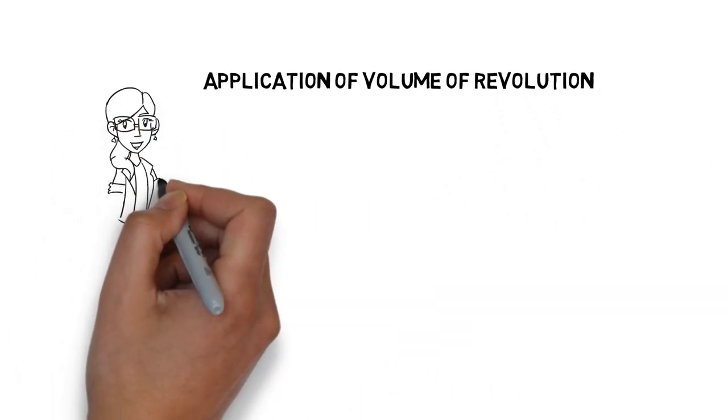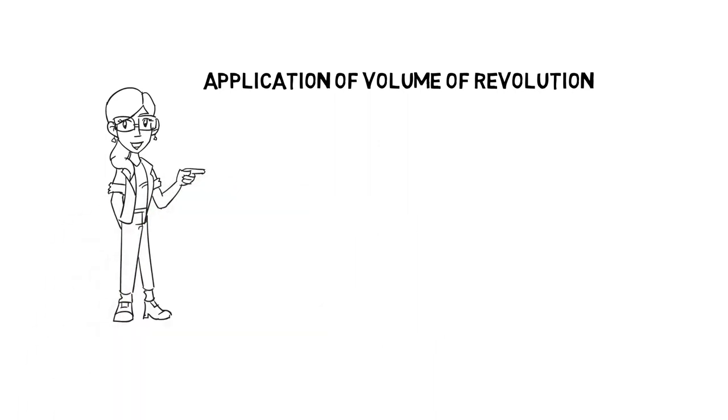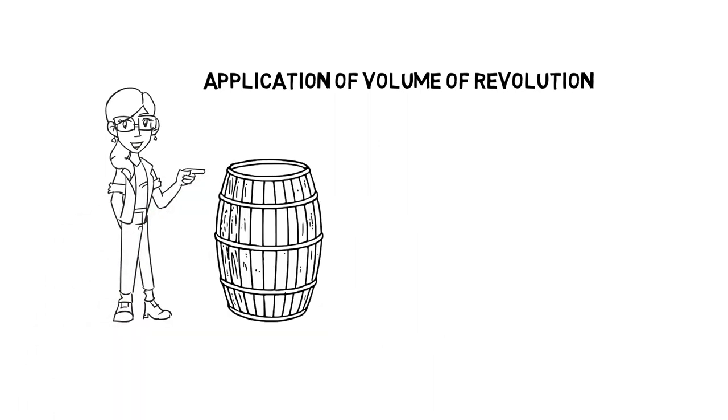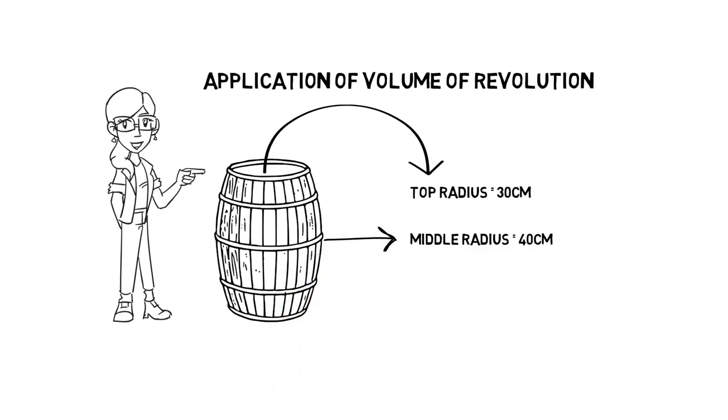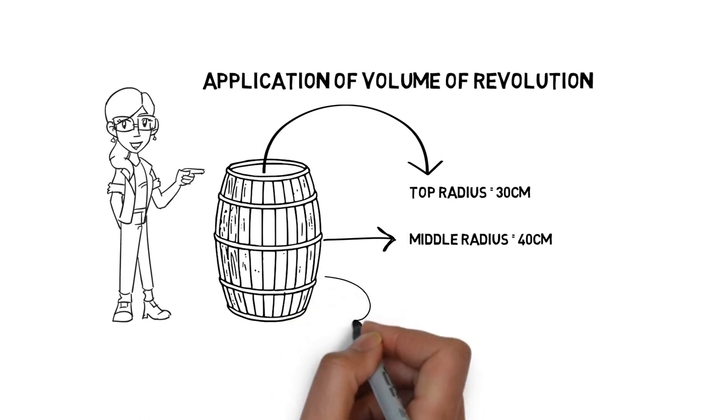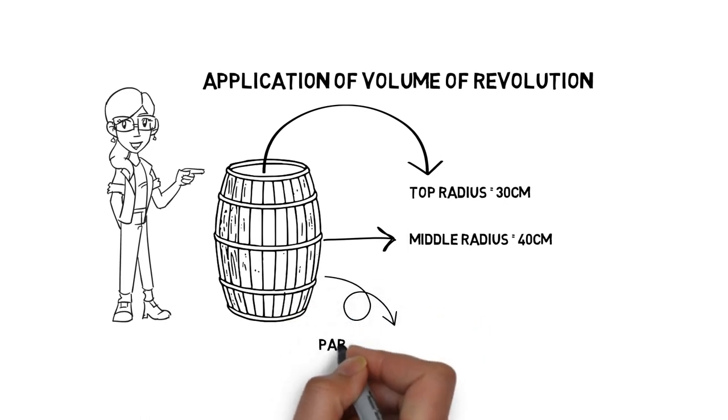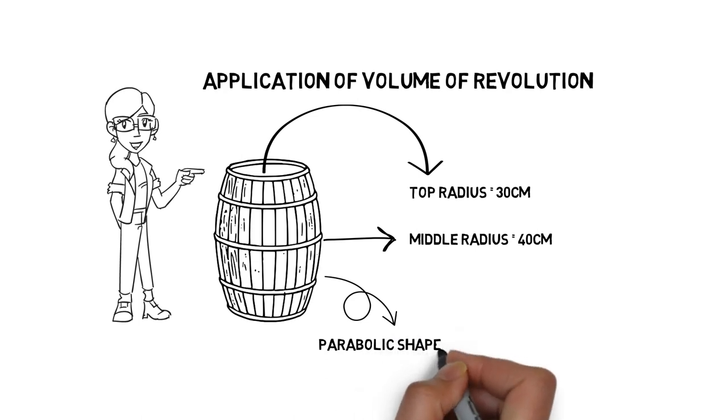Now that we have refreshed our memories on basic integration, let's move on to solving a problem. Here, we have a barrel that has a radius of 30 cm at the top and 40 cm radius at the middle. So what is the volume of the barrel, assuming that the shape of its side is parabolic?